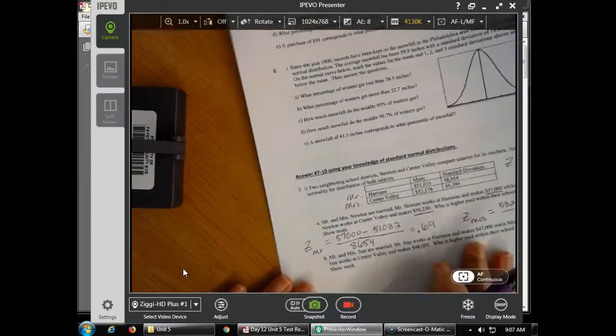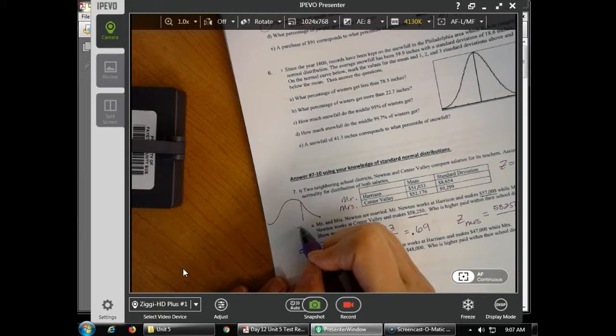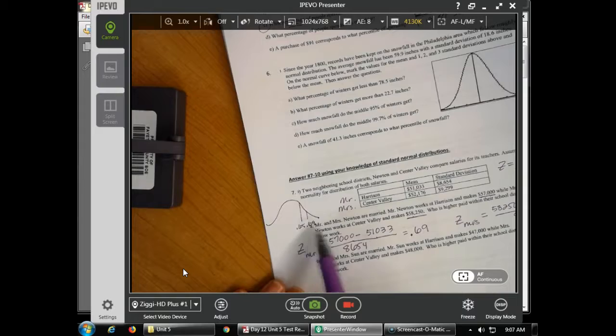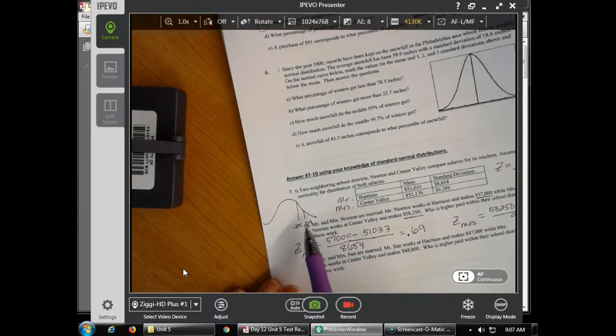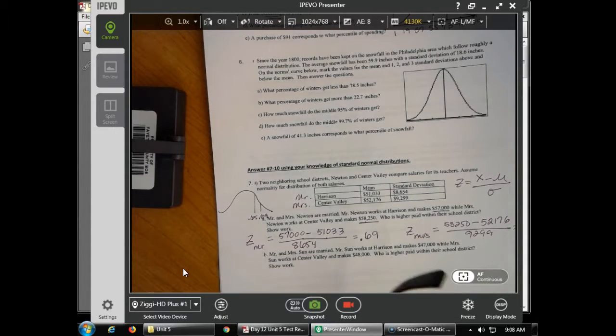If you draw your little curve, you have 0.65 and 0.69. So now you can actually compare them. Who makes more money? Mr. Newton, because relative to his district he is higher paid, but his district just doesn't pay as well. So it could be that he has more seniority, even though he is not making as much money, he is higher paid relative to his peers.